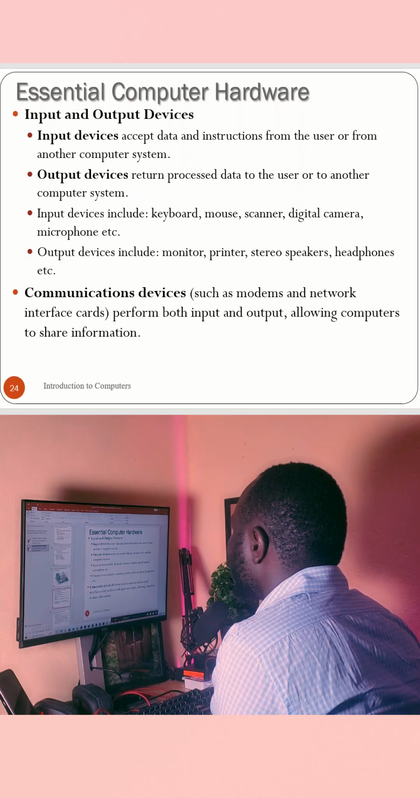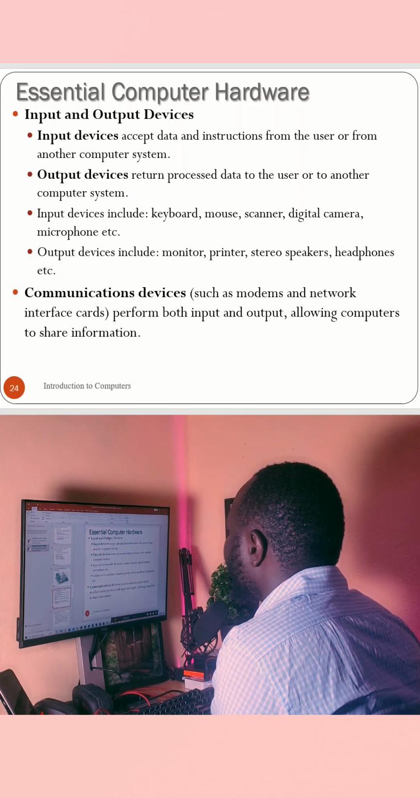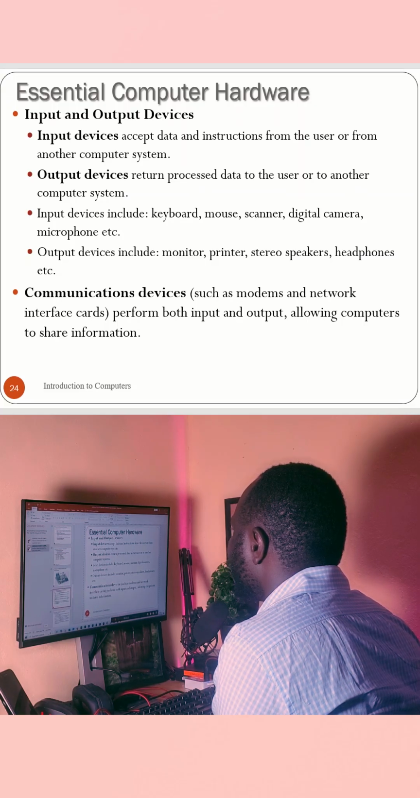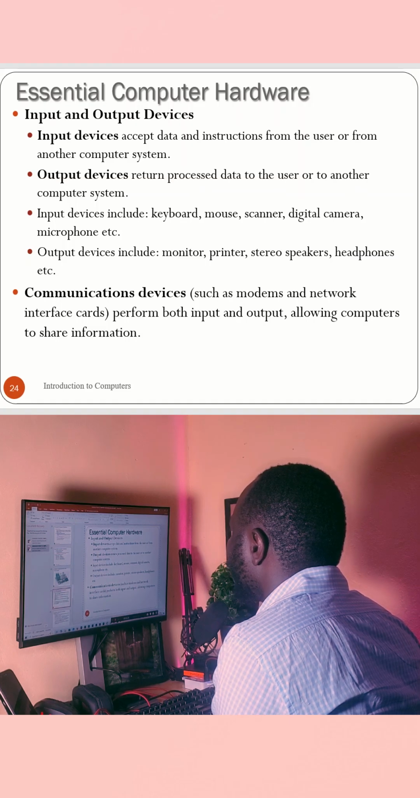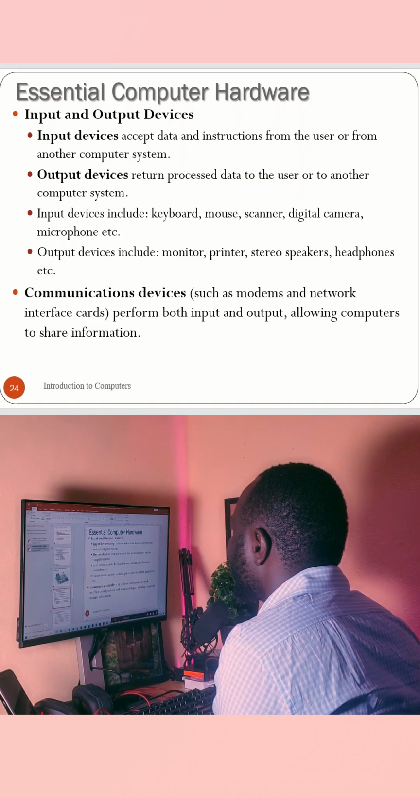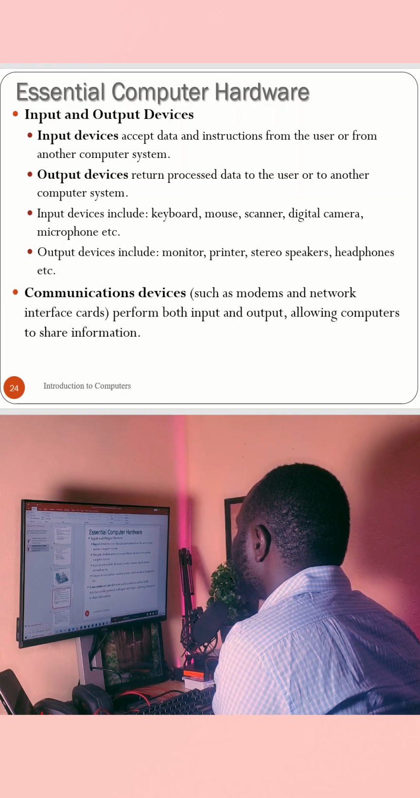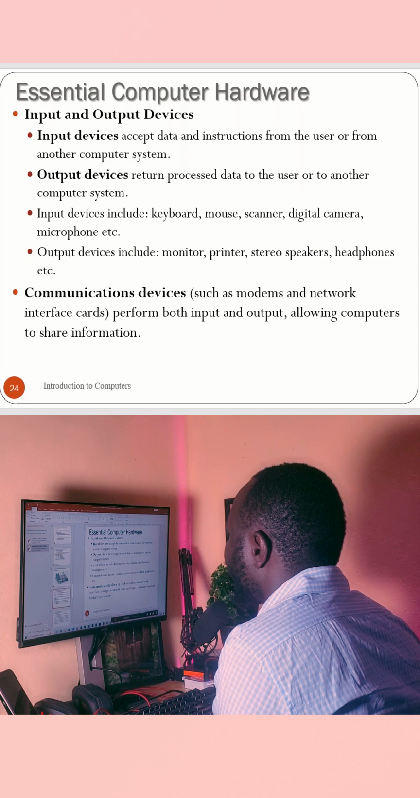Because if you've been following very well, I remember explaining that at the input stage we are dealing with data, depending on how you pronounce it. Then when you come to the output stage, here we are dealing with what you call information. After processing, we are no longer dealing with data, we are dealing with information. So yes, output devices return processed data, which we call information, to the user or to another computer system.